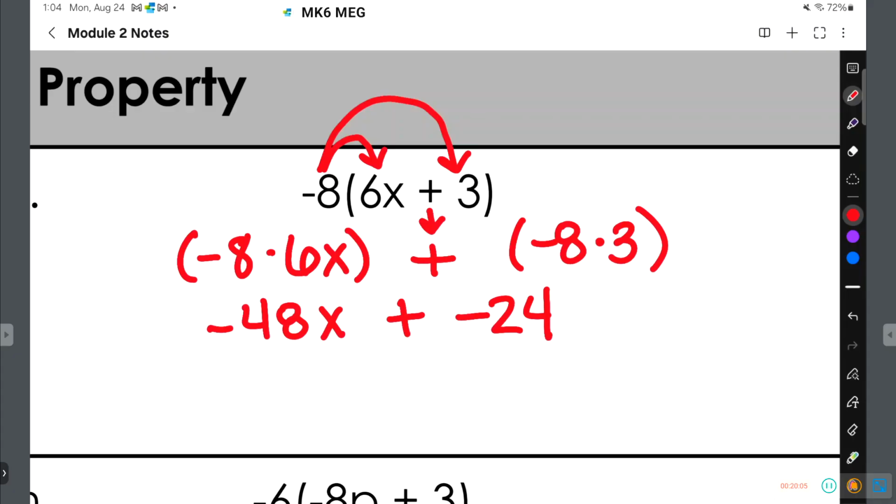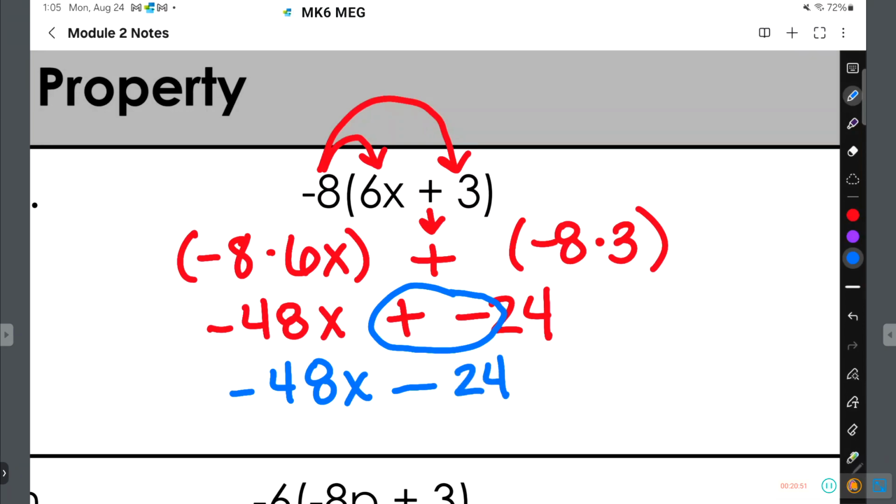This is a good answer, but it's not the only answer. You may see it look a little bit different. Notice right here how we have two signs touching each other? The proper way in math, when we leave a final answer, we don't leave two signs in the middle. So if you think back to our song, same signs positive, different signs are negative. Are these different or same? Different. So it's going to make a minus, look like a negative. So it's going to be negative 48x minus 24.